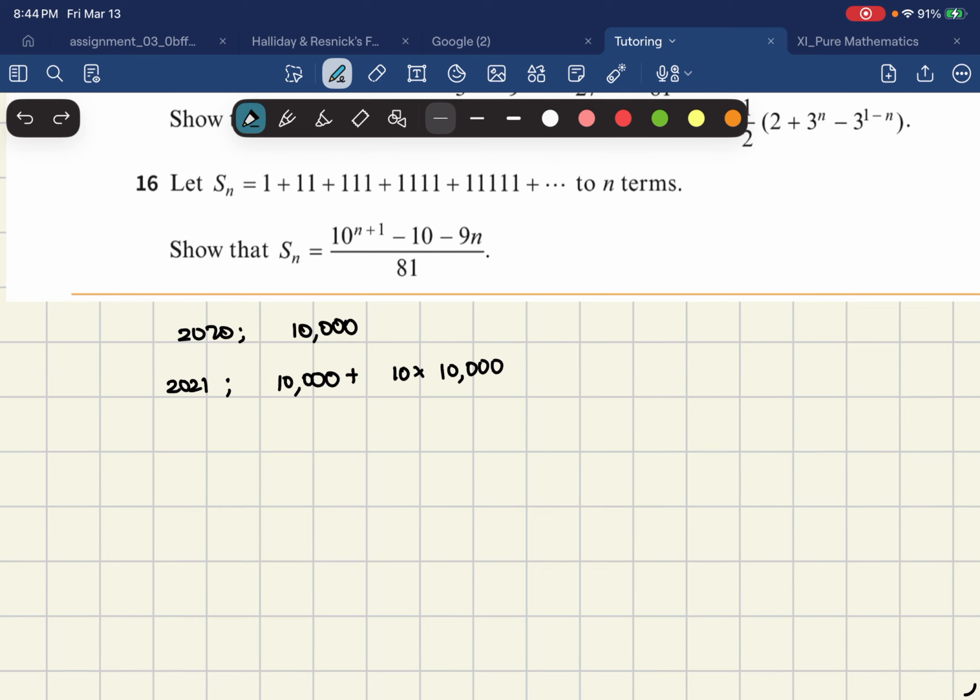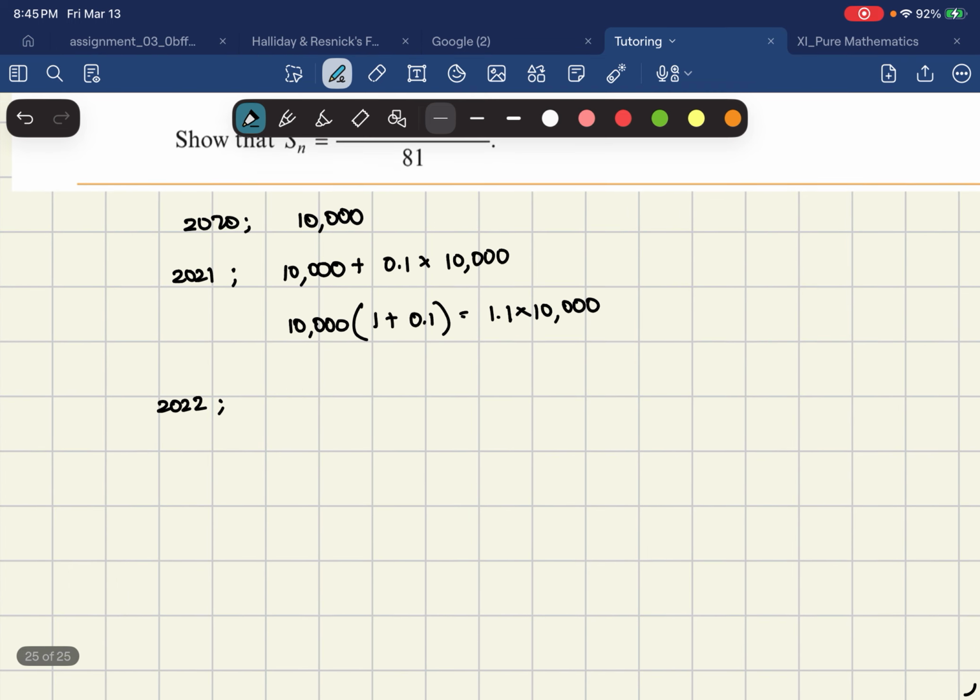All right. So if I factor out the 10,000, I have 10%, which is 0.1, right? 10 over 100, 0.1 times 10,000. 1 plus 0.1, and that is 1.1 times 10,000. And for 2022, it's now just going to be multiplied by 1.1 again. So whatever 10,000 is, you're going to multiply it by 1.1 to increase it by 10%.